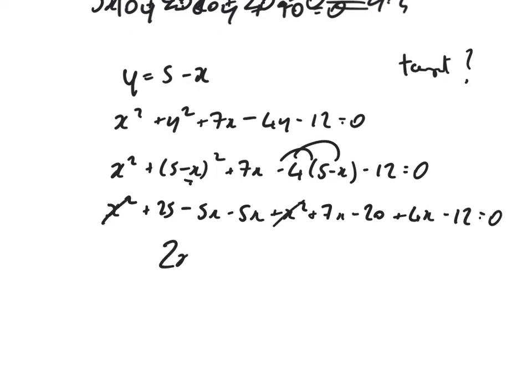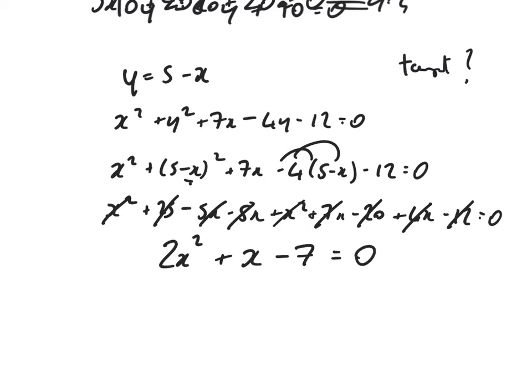So that's then 2x squared minus 10x plus 7x is minus 3x, minus 3x plus 4x is plus 1x. And then 25 take away 20, take away 12 is minus 7, is equal to 0.